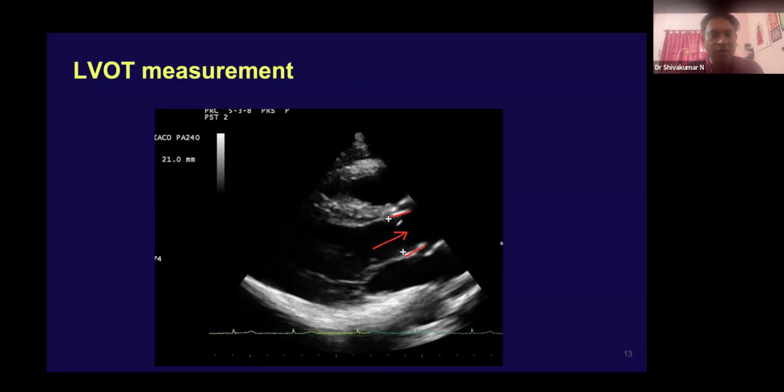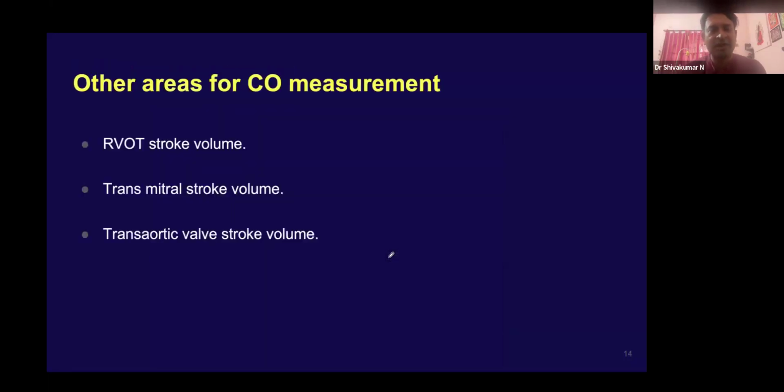The area where you measure the LVOT diameter is just about 0.5 centimeter proximal to the aortic cusp. You can see the caliper is shown. This is where the aortic valve is, and just about 0.5 centimeter proximal to it is where you measure the LVOT diameter. So once you have the LVOT diameter and the VTI, you can calculate the cardiac output.